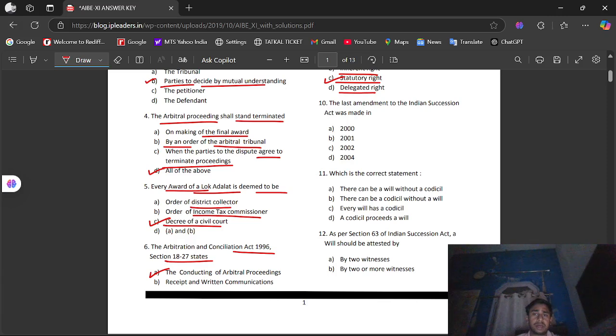Question number 10. The last amendment of the Indian Succession Act was made in. ऑप्शन है हमारे पास ऑप्शन A 2000, ऑप्शन B 2001, ऑप्शन C 2002, ऑप्शन D 2004. Its right option is option C, which is 2002.